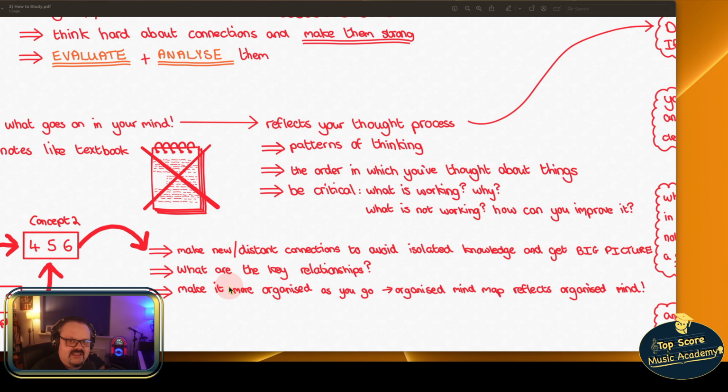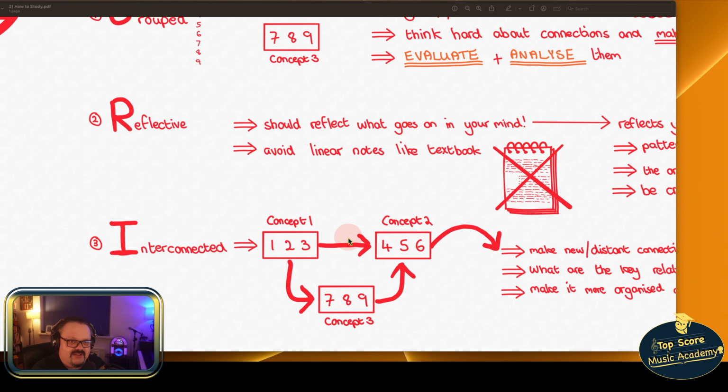Yeah, so you tidy it up over time. You're never going to get it right first time. It takes repeated attempts, but by the end of it, you've got it very well organized, and hopefully that reflects what's going on in your head as well. Okay, so interconnected is pretty obvious. You're drawing arrows and connecting information.